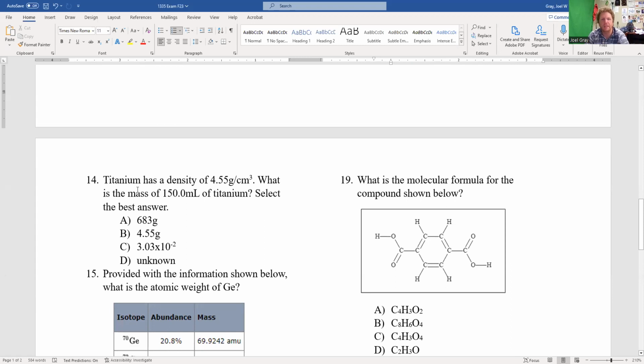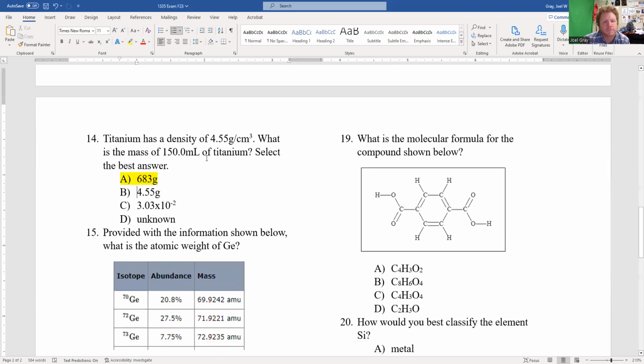Next up, titanium has a density of 4.55 grams per cubic centimeter. What is the mass of 150 milliliters of titanium? Select the best answer. Now this one deals with a unit conversion, but the good thing is 1 centimeter cubed is the same as 1 milliliter. So really all that we're doing is we're taking 4.55 and multiplying it by 150. 4.55 times 150, and our correct answer is 682.5. Well, 682.5 with the correct number of sig figs is going to be 683. So we'd highlight that one.